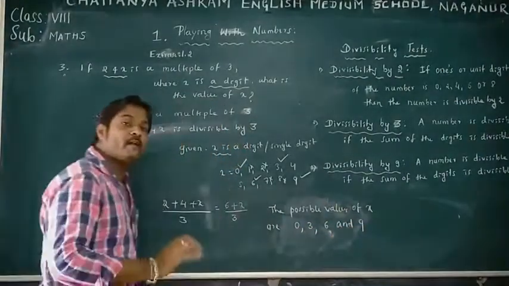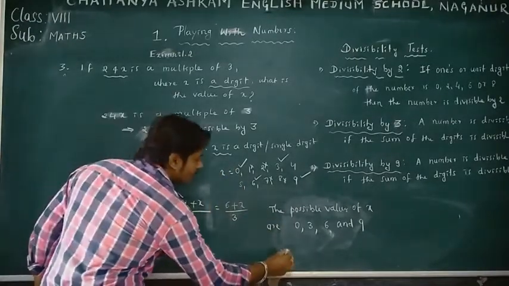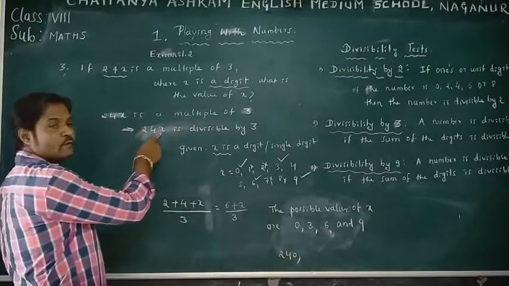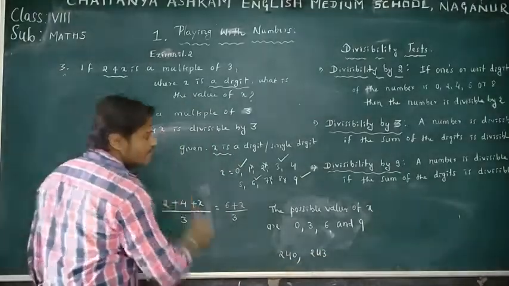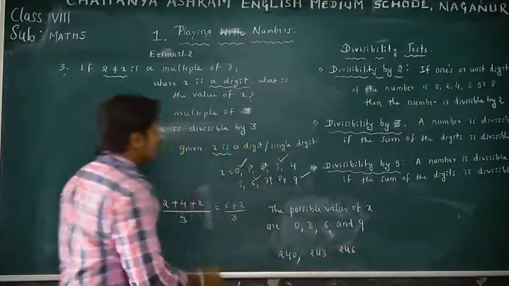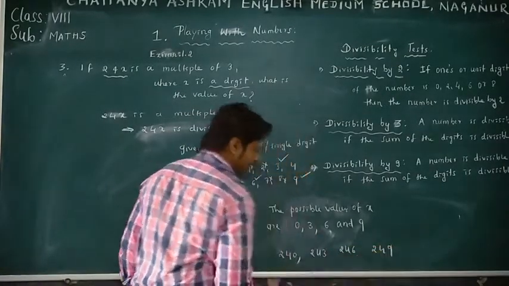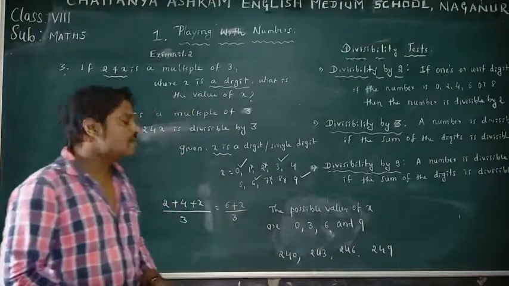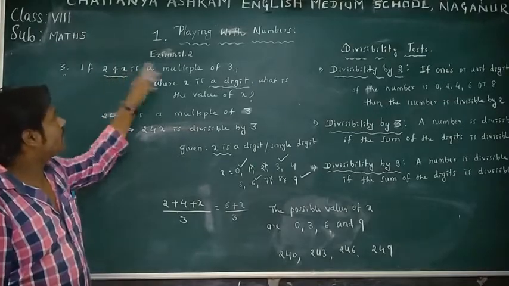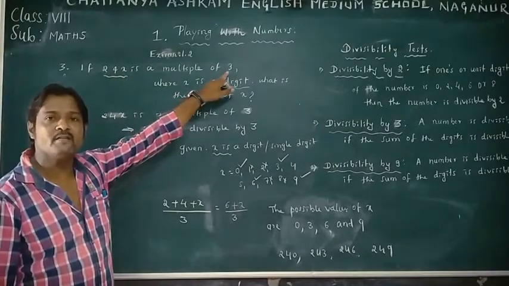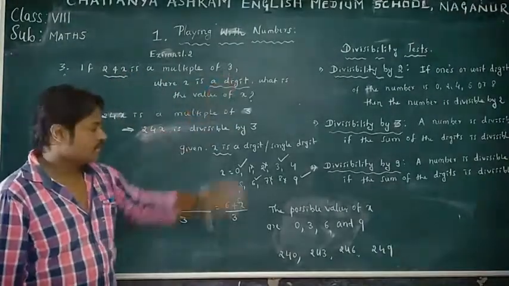Then the number becomes, for x is equal to 0, the number 240. For x is equal to 3, the number is 243. For x is equal to 6, the number is 246. For x is equal to 9, the number is 249. But what do they ask? For what value of x this is divisible by 3? A multiple of 3 means that it is divisible by 3.